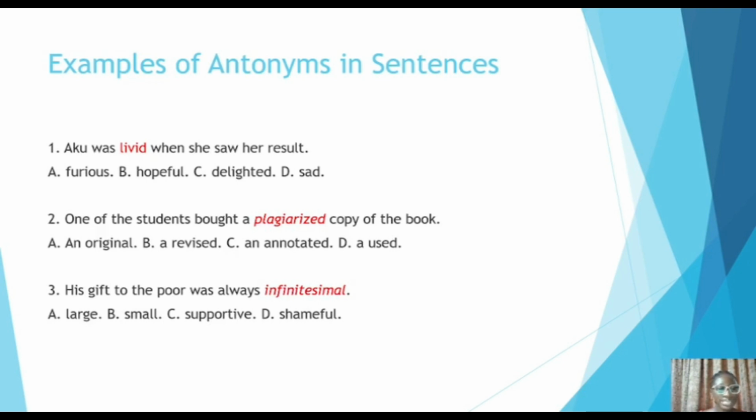Number 3, his gift to the poor was always infinitesimal. Infinitesimal means something that is very small, very minute. And our options here, we have A, large, B, small, C, supportive, and D, shameful. So the correct option is A. His gift to the poor was always large. So large here is the opposite of infinitesimal.